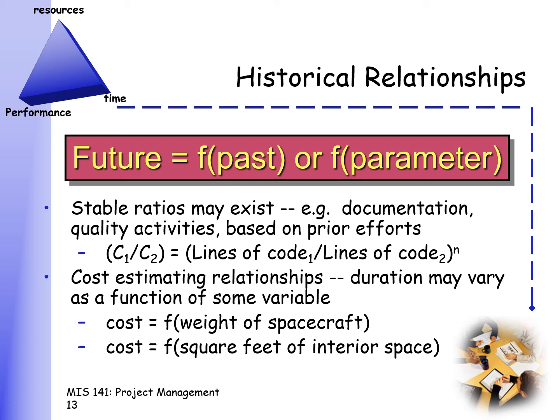Okay, in IT there are some of them, like some stable ratios exist in terms of documentation, and for example, it could be that for every page of code, it usually takes a developer 3 hours to debug. Okay? Or a tester 3 hours to test for quality assurance. That may be a historical relationship.